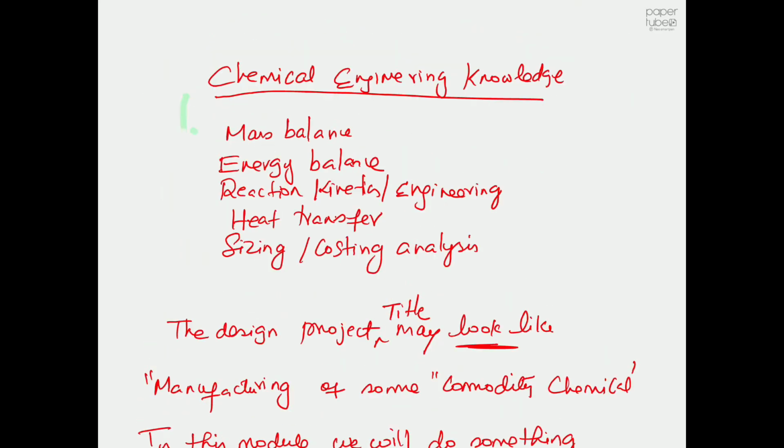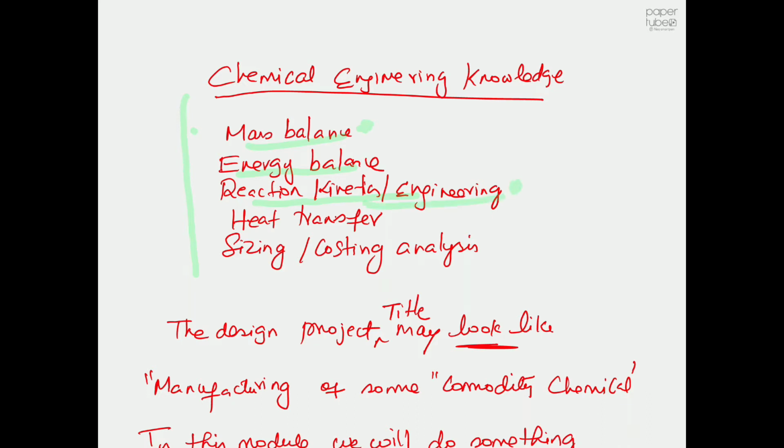So let's go to the next page. So when I said normally for a design project we need chemical engineering knowledge, and also for Aspen HYSYS we need a bit of chemical engineering knowledge. So what do I mean by this chemical engineering knowledge? You should have knowledge of mass balance. Obviously, I'm sure you know how to perform this, and also a bit of energy balance, and you should be good in reaction kinetics and engineering.